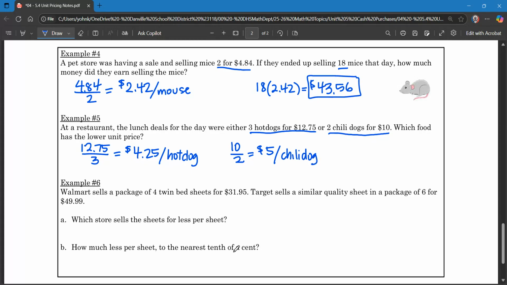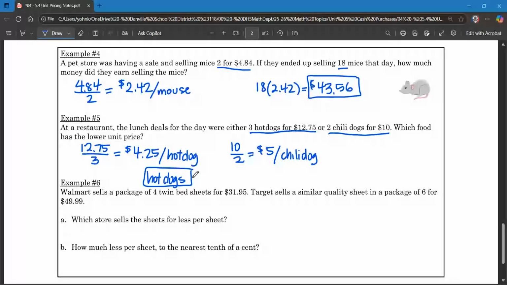So which food has the lower unit price? Lower unit price is hot dogs. Hot dogs are only $4.25. Chili dogs were $5. Which makes sense because chili dogs are going to have more stuff on them, so they're going to be more per.